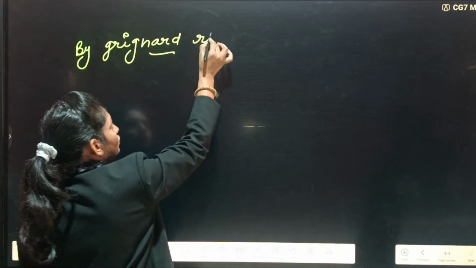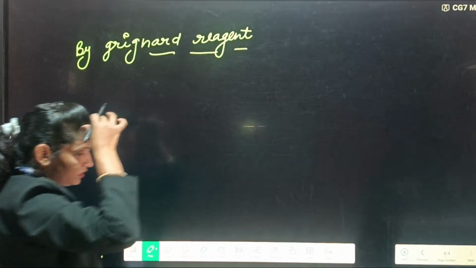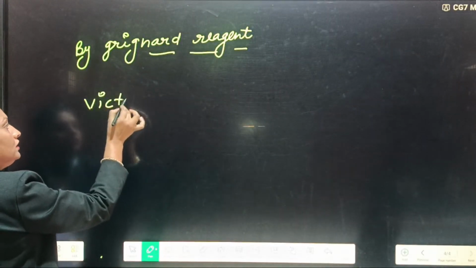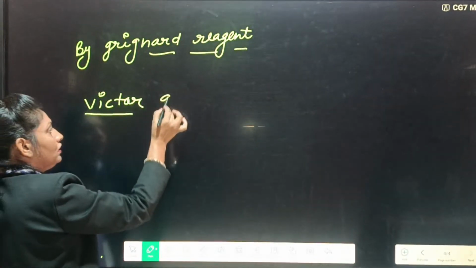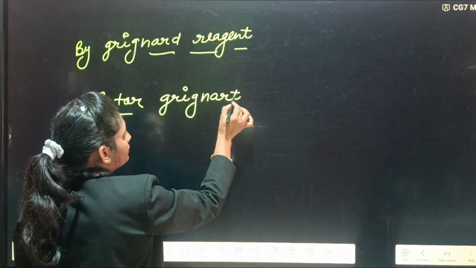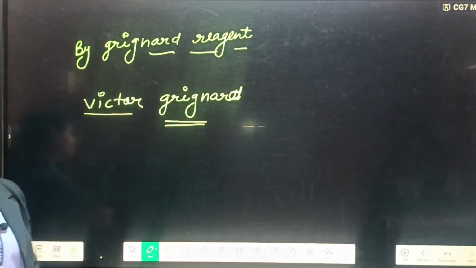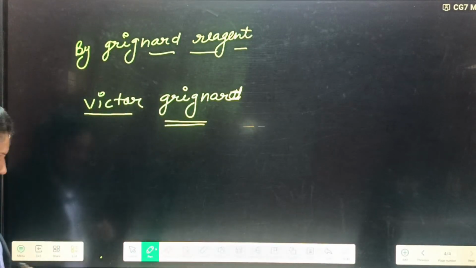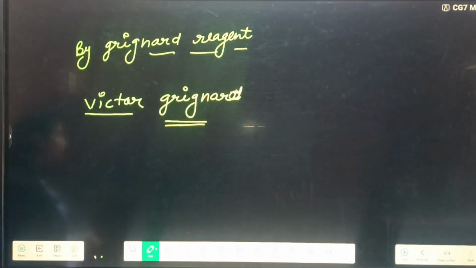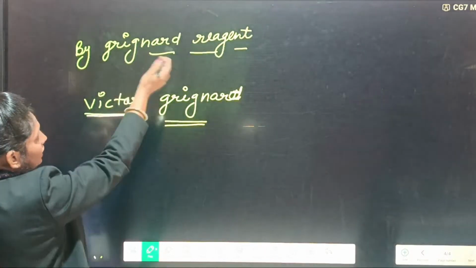First of all, you should know what we mean by the Grignard reagent. Students, Victor Grignard was a scientist who gave us the Grignard reagent. He got the Nobel Prize also for this in 1912. So Victor Grignard gives us the Grignard reagent.